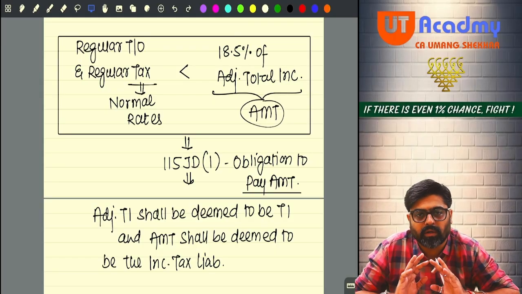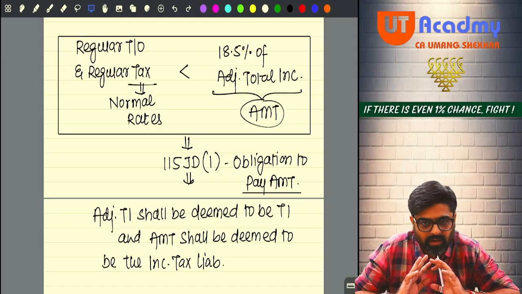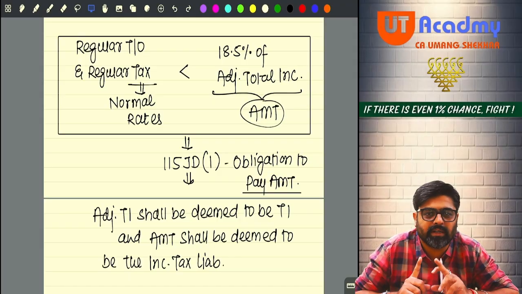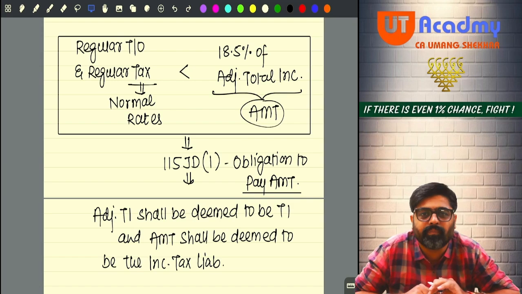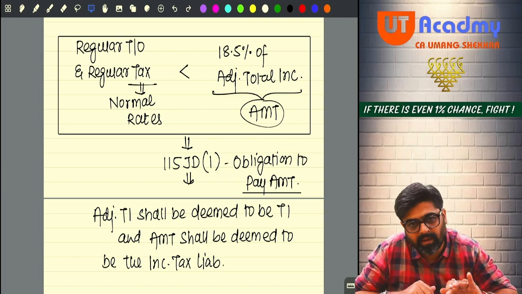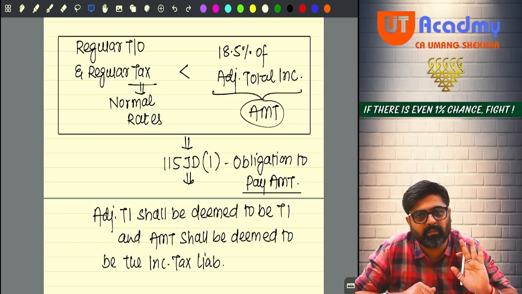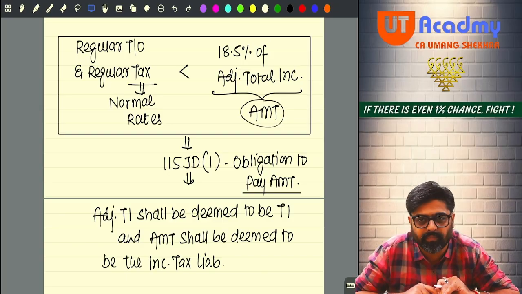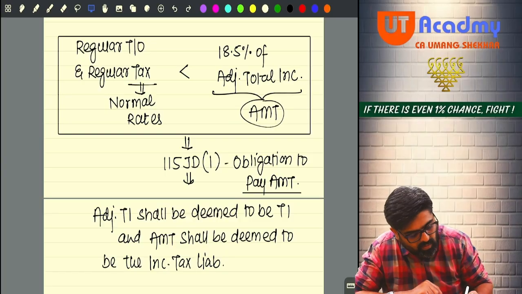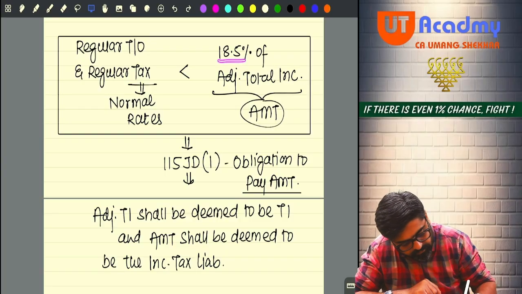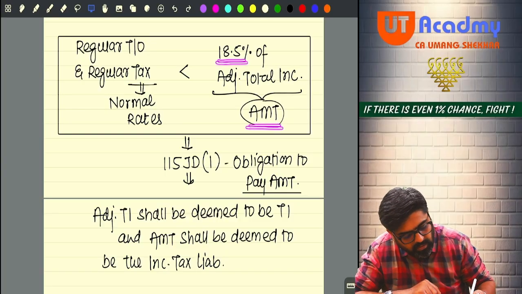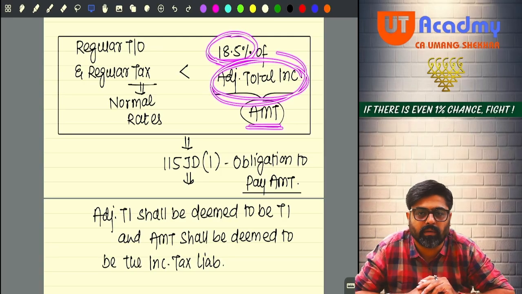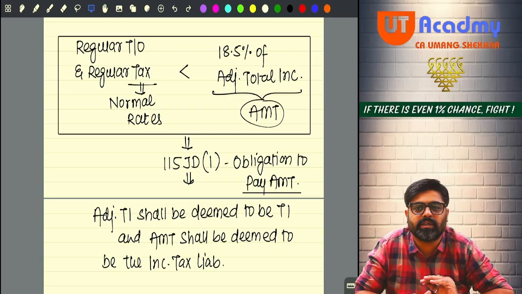So your total income will be ignored, your regular tax will be ignored, adjusted total income will become your total income, and the AMT which you have calculated will become your income tax liability that you are going to pay. Okay, but now to calculate this 18.5% AMT amount, you have to apply it on adjusted total income. What is the meaning of adjusted total income?